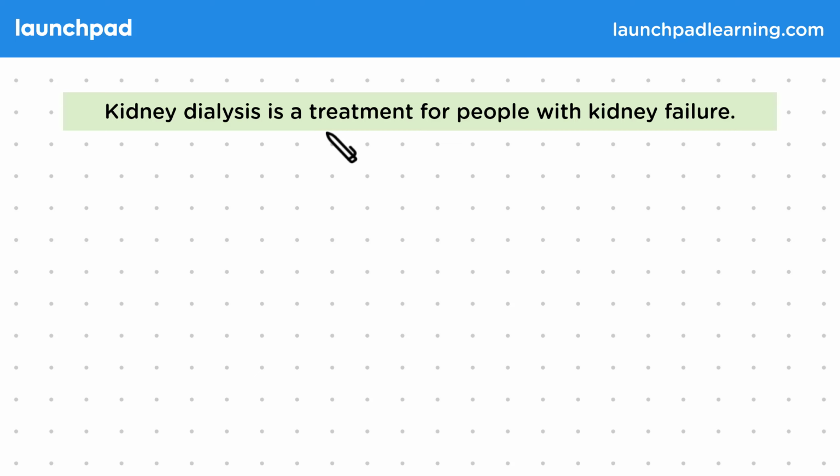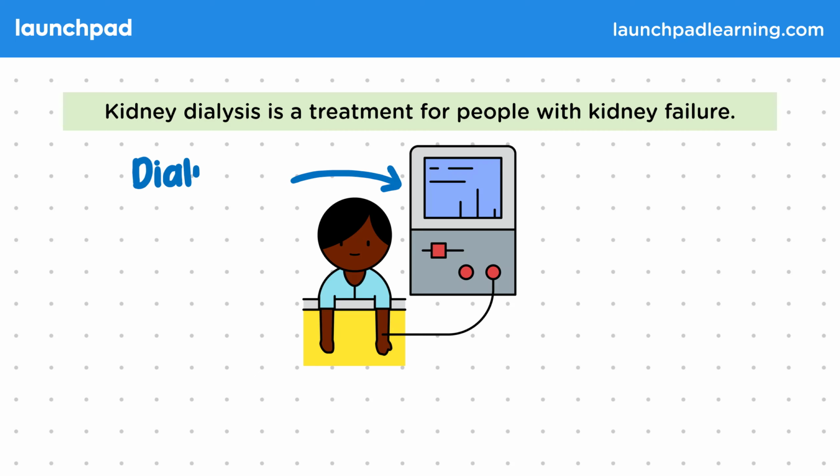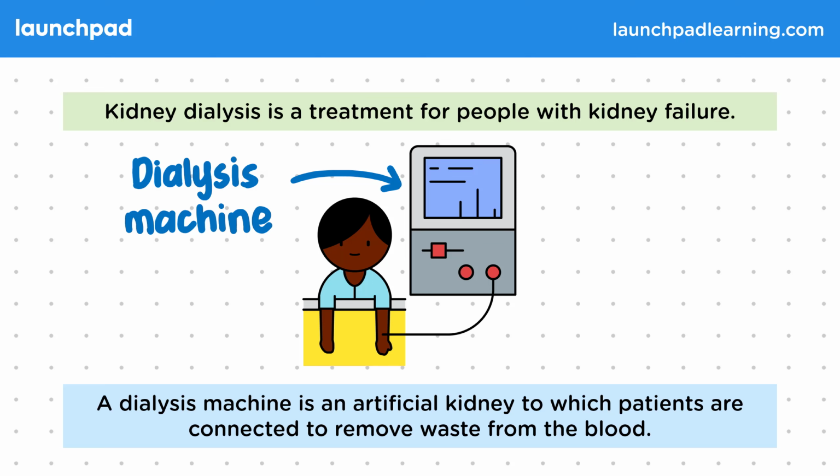Kidney dialysis is a treatment for people with kidney failure. Dialysis is usually done with a dialysis machine. We say usually because in peritoneal dialysis this isn't the case, but you don't need to know about this. A dialysis machine is an artificial kidney to which patients are connected to remove waste from the blood.